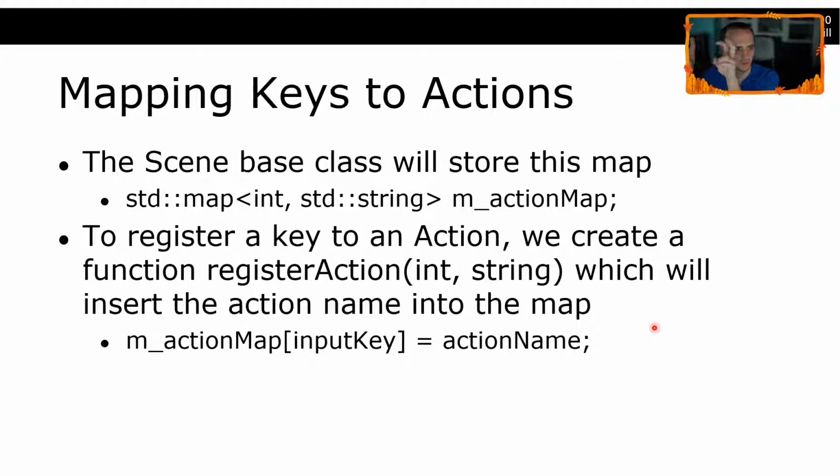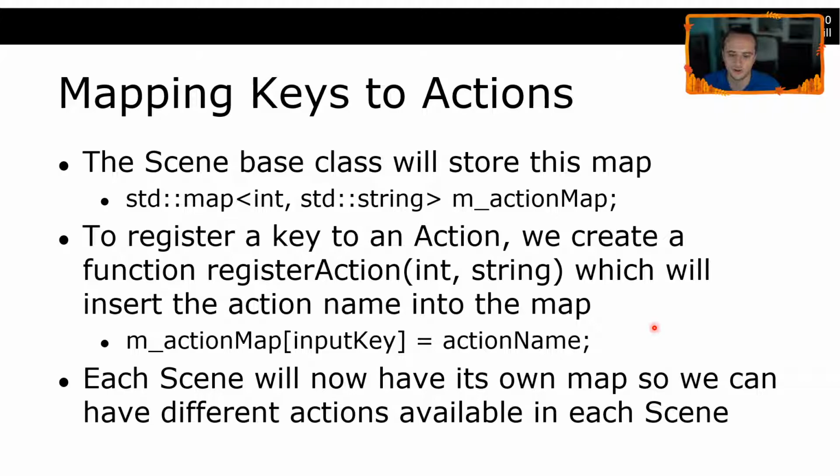Now each scene is going to have its own map, and so we can have different actions available in each scene. For example, in our game menu, we might want W to go up in the menu and S to go down in the menu. But in playing the game, we want W to walk us up and S to walk us down. So it's really easy: we can have one map per scene where we map those different actions.